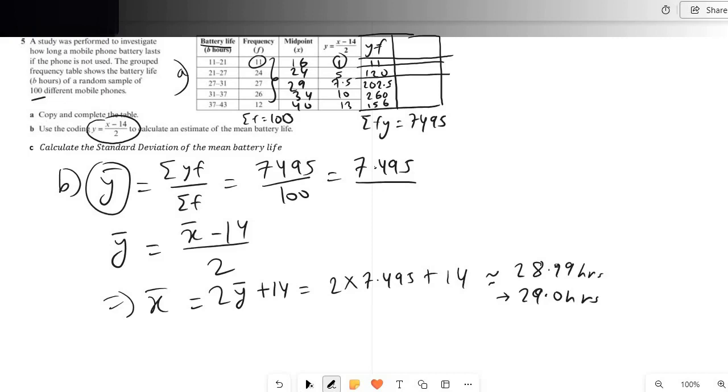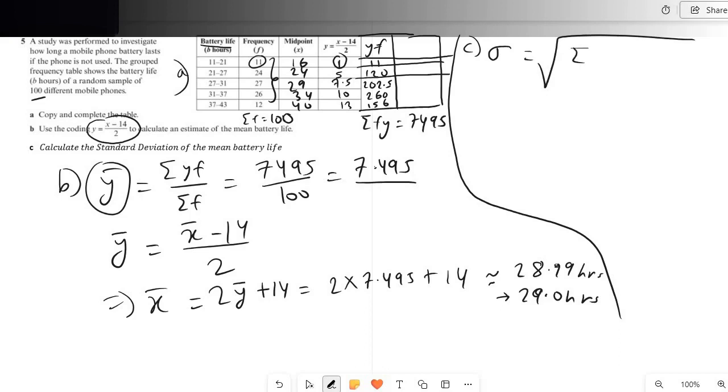For part C, we have to calculate the standard deviation of the mean battery life. Now, if you remember from our previous video, standard deviation, which is the square root of the variance, is equal to the square root of summation of fx squared divided by summation of f, minus (summation of fx divided by summation of f) whole squared. So here, let us first calculate the value of summation of fy squared, which is going to be the frequency multiplied with its corresponding y squared values.